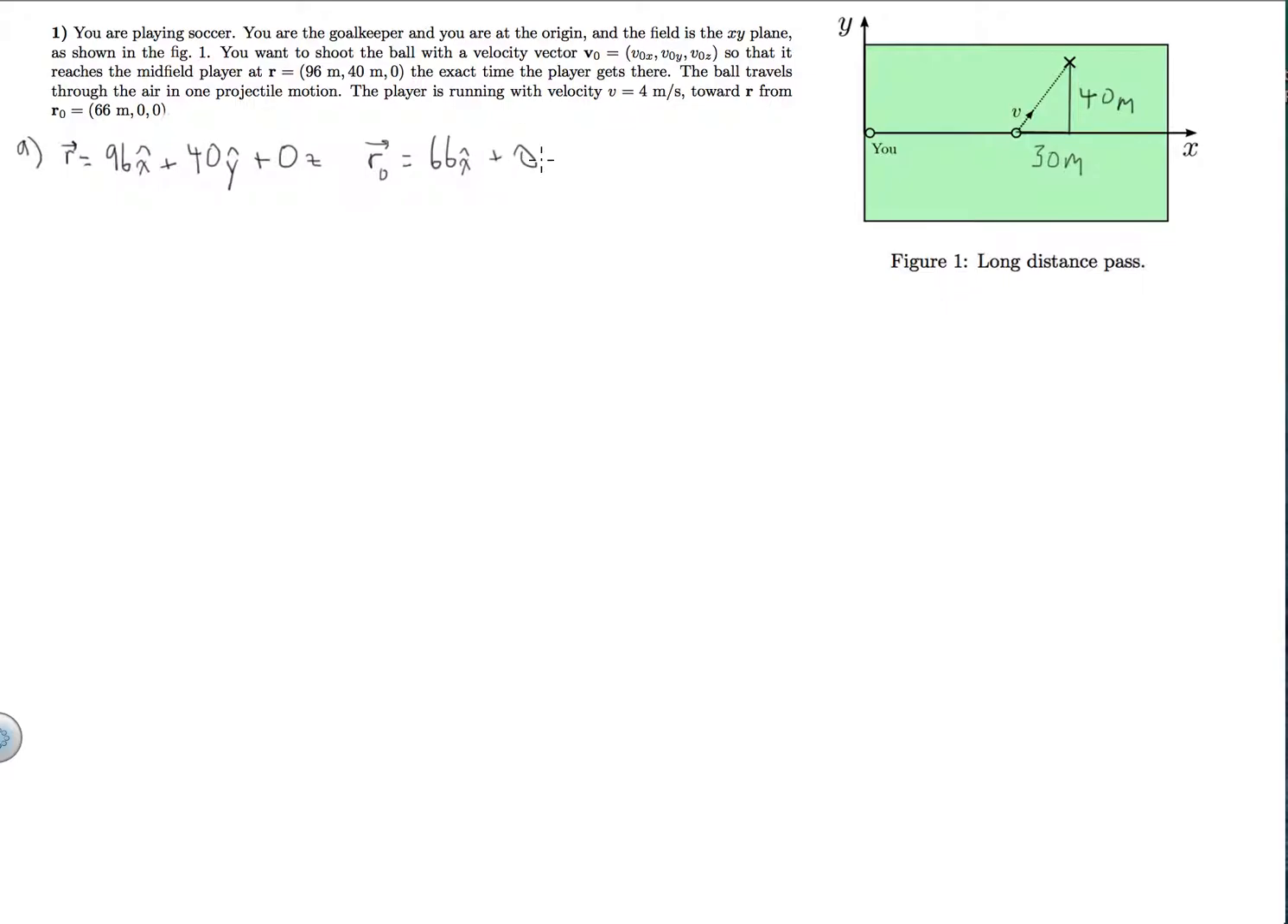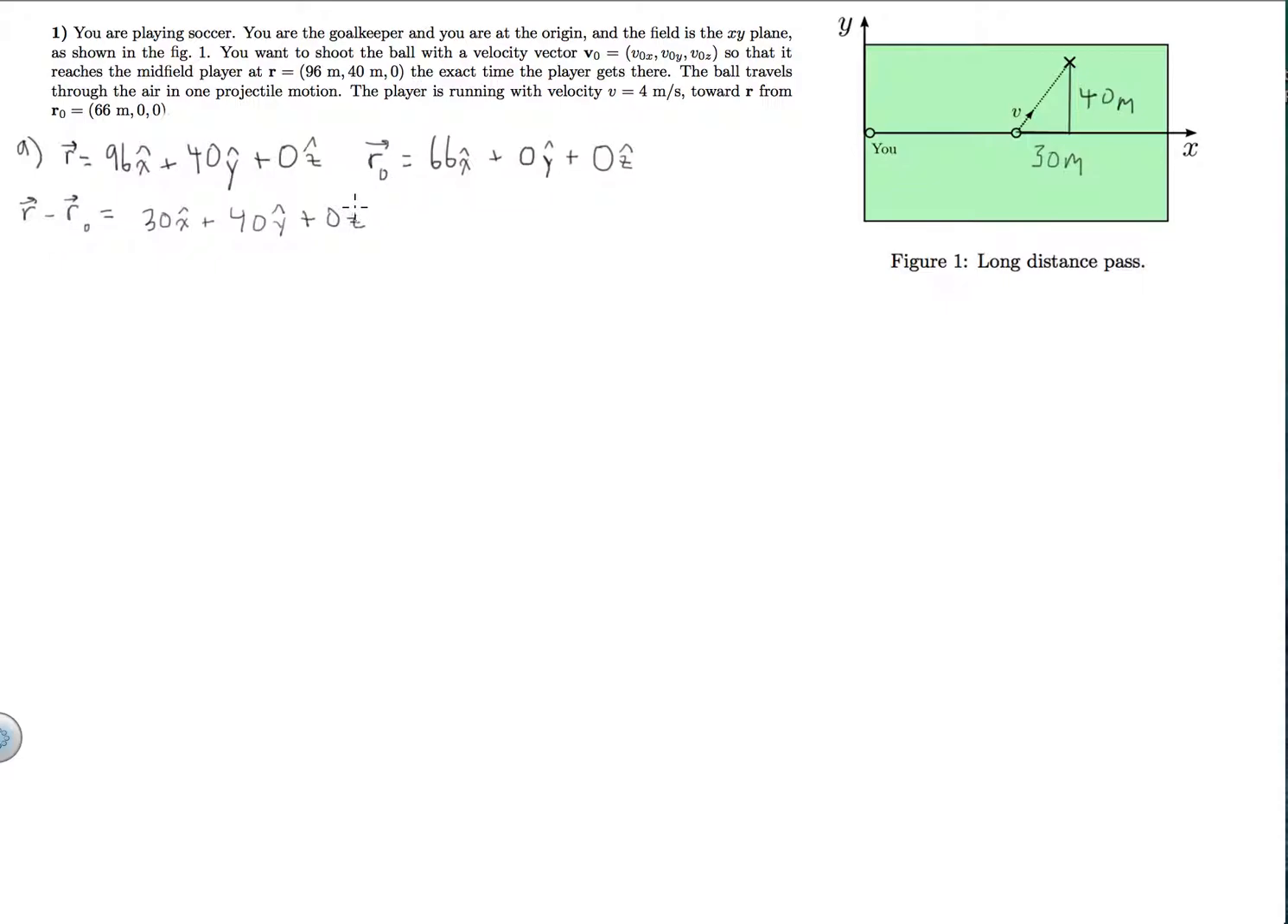plus 0 y, and then also 0 z, and I forgot to put a hat on that. Okay, so now we need to find the magnitude of r minus r naught. So let's first calculate r minus r naught. And this is simply vector subtraction, which is equal to 30 x hat plus 40 y hat, and then there's no z component here.